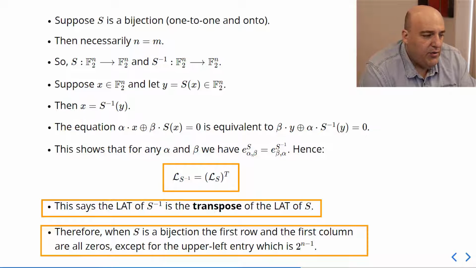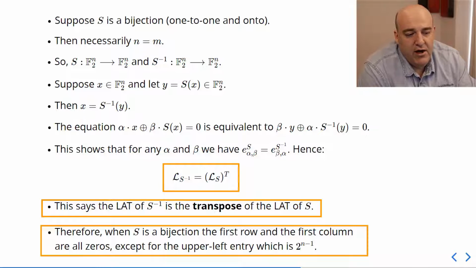Now, how does our main equation change? Well, it's alpha dot x plus beta dot S of x equals 0. Alpha dot x, since x is S inverse y, becomes alpha dot S inverse y. Beta dot S of x becomes beta dot y. And so it's equivalent to beta dot y plus alpha dot S inverse of y. Notice the alpha and beta changed positions kind of. But other than that, it's the same equation except for S inverse.